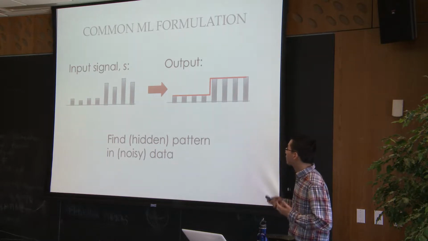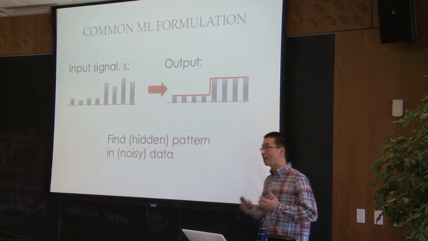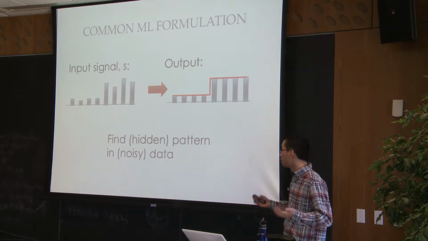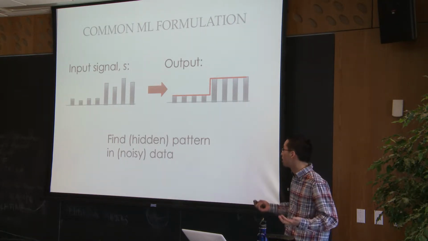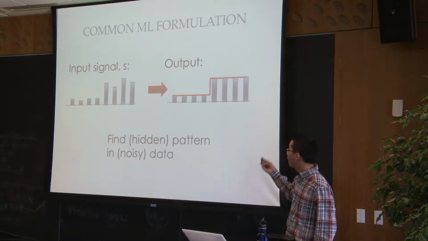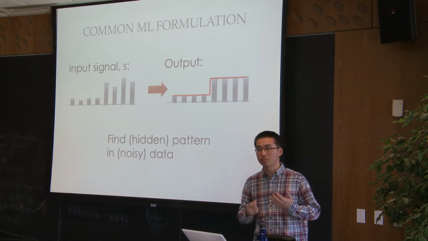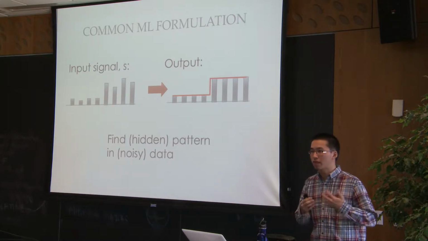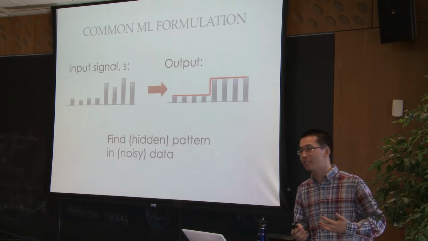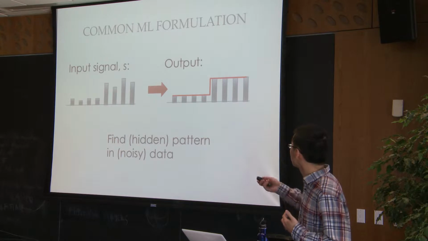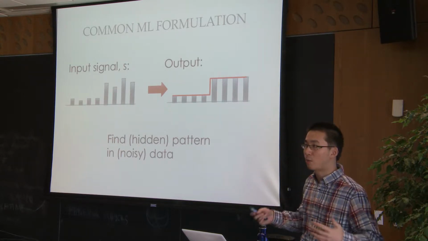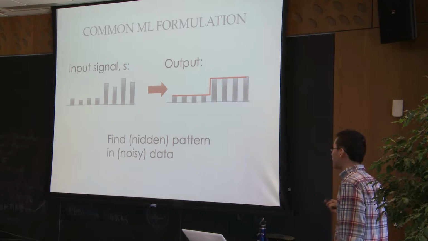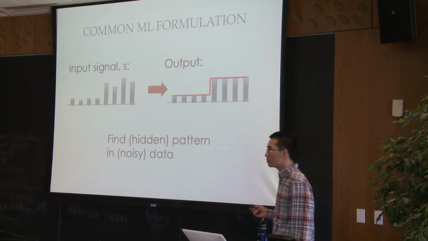One way I like to generalize a lot of these problems that seem to happen in machine learning, after all, I'm a theoretician, so I like to generalize about things, is that you're given an input signal that's potentially noisy, and you're trying to recover some kind of structure, to infer some pattern from it, to make sense of it, basically. So you're trying to find hidden patterns in noisy data.